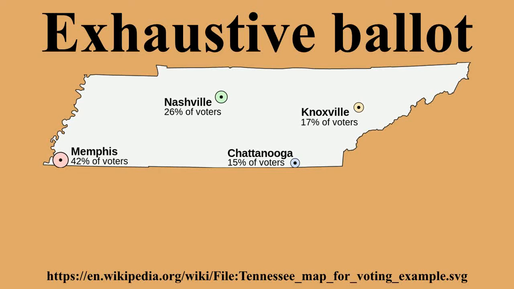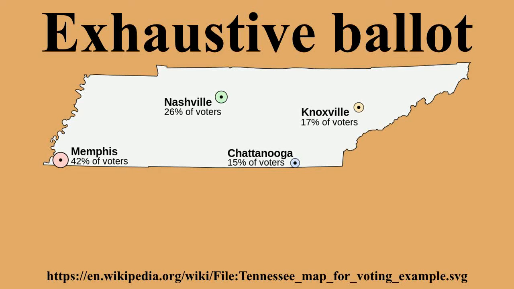Because voters may have to cast votes several times, the exhaustive ballot is not used in large-scale public elections. Instead, it is usually used in elections involving at most a few hundred voters, such as the election of a prime minister or the presiding officer of an assembly.